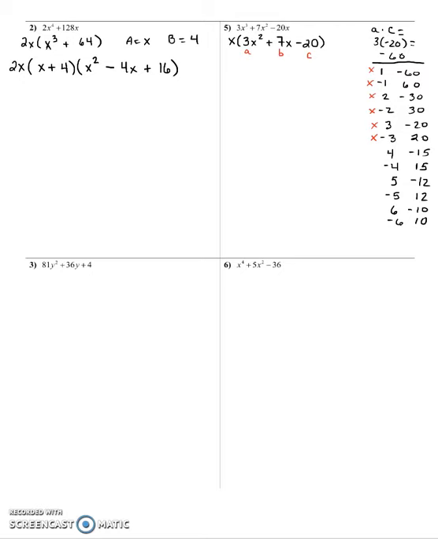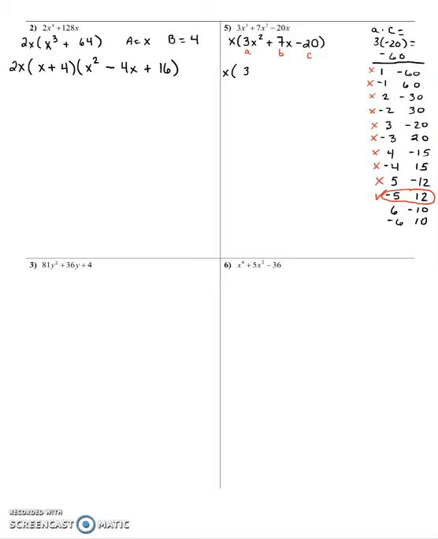So 4 and negative 15 is negative 11. That's not it. Negative 4 and 15 is positive 11. 5 and negative 12 is negative 7. Oh, we're close. We need a positive 7, so we have to flip the signs. So we have a negative 5 and a positive 12. So remember, we're going to bust the b term.